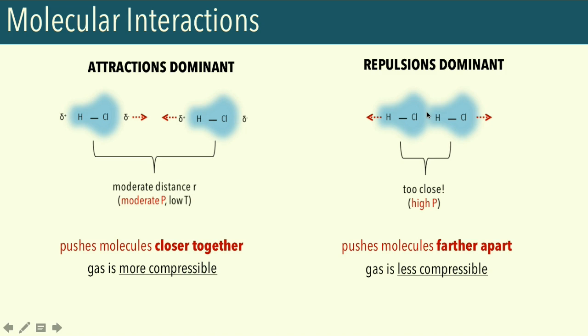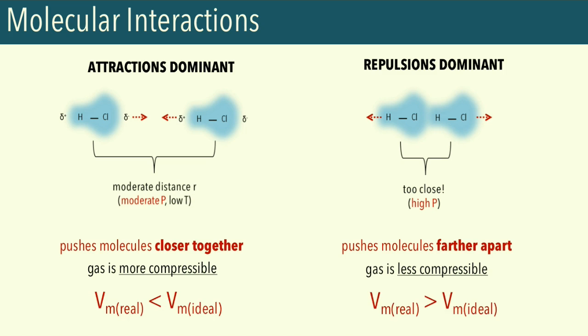Overall, we could say something about the real gas volume versus the ideal gas volume. If attractions are dominant, you expect that since our gas is more compressible, the real gas volume is going to be smaller than the ideal gas volume. Keep in mind that an ideal gas volume is when our molecules have no attractions whatsoever. If we have repulsions dominant, however, our molecules want to get further apart from one another, so the real gas volume is expected to be larger than the ideal gas volume.